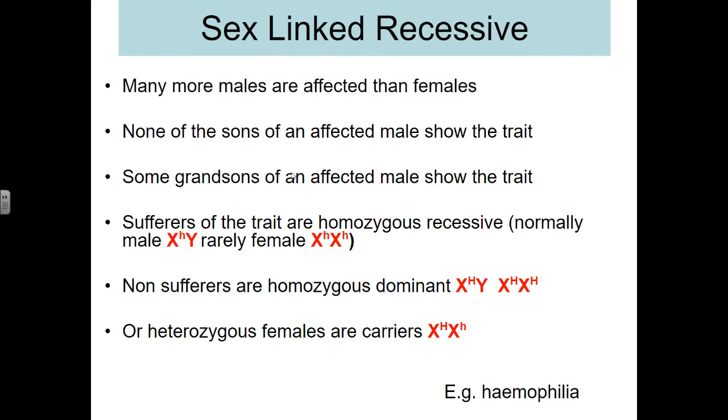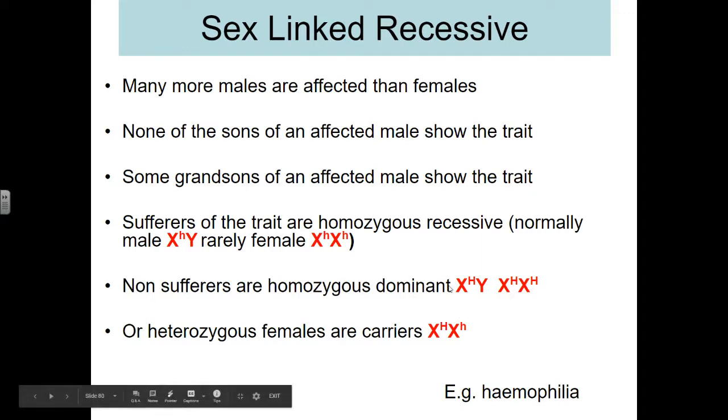None of the sons of an affected male will show the trait. That's because men are the sex determiners. Women will always pass an X chromosome onto their children. Men will either pass an X chromosome onto their children to make a female or a Y to make a male. If they pass their Y, that has nothing to do with the condition, so men cannot pass on these sex-linked conditions. Non-sufferers are homozygous dominant, so for men that is X with a normal allele and the Y, and for females that's the two X's with the normal ones.